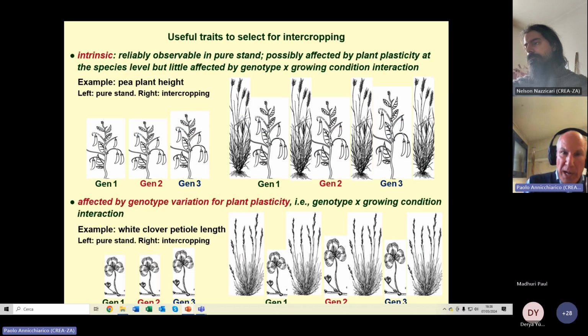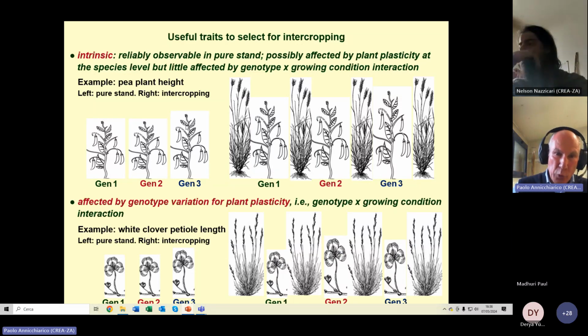Now, when we consider the useful traits, we could have, I would say, two broad situations. First, we may have some traits that we could reliably assess in pure stand, because although they might be affected by plant plasticity at the species level, they are little affected by genotype by growing condition interaction. And then we have traits in which we have genotype variation for plant plasticity, so that we can have genotype by growing condition interaction. And I would like first to show you graphically two examples of these traits. Later on, I'm going to show you numbers.